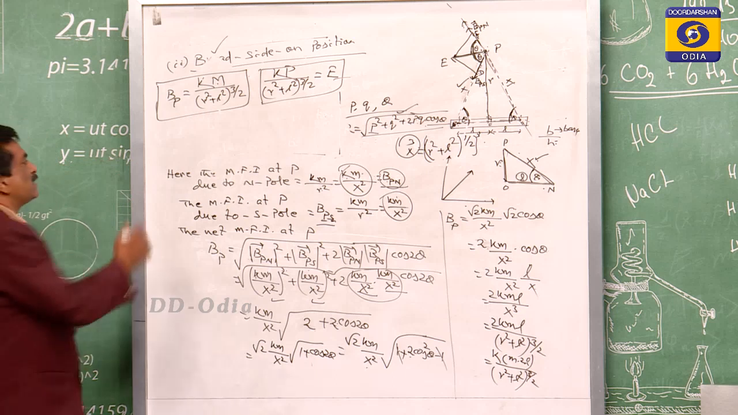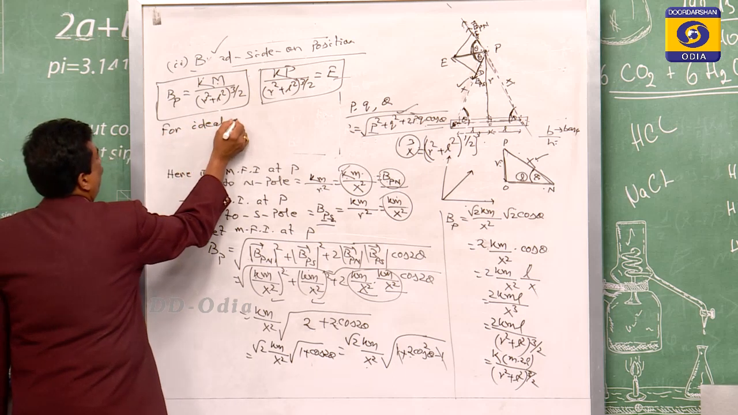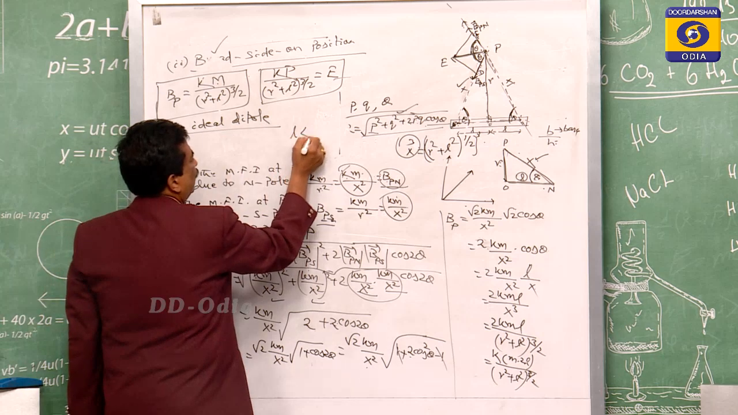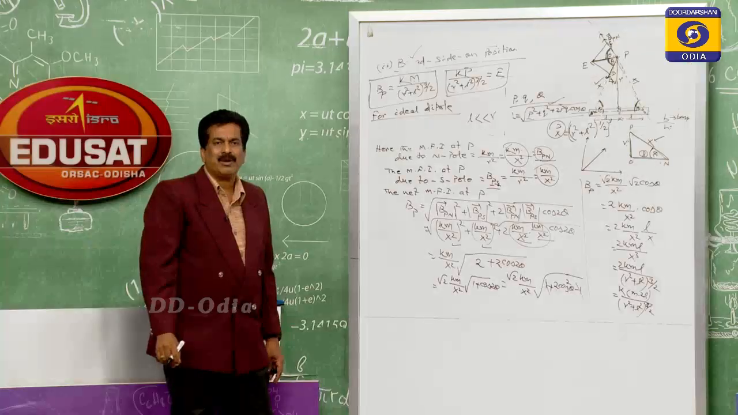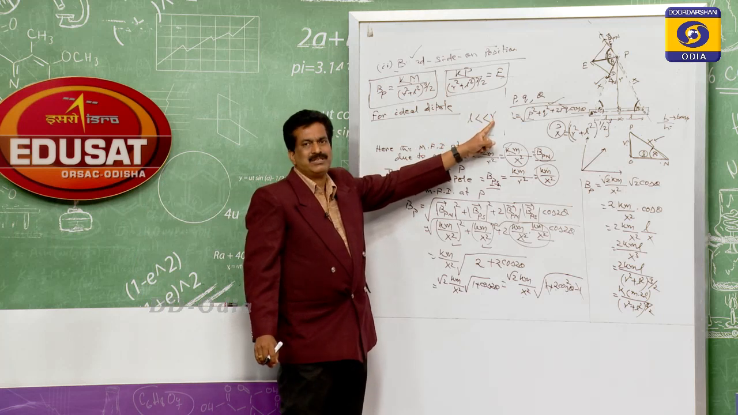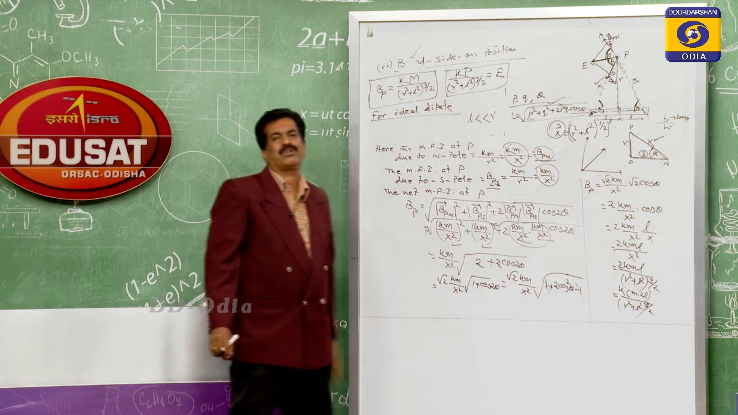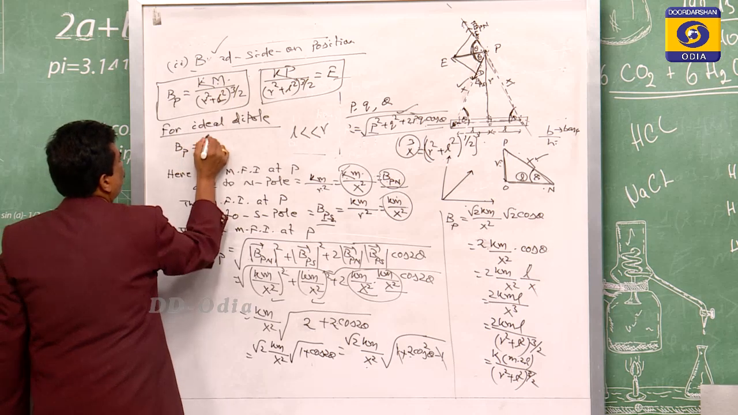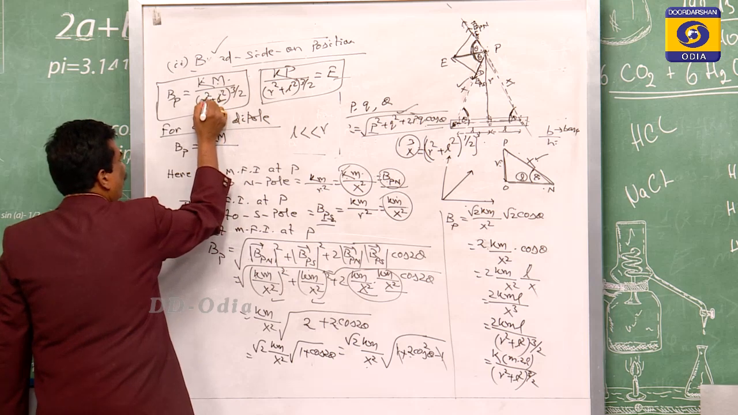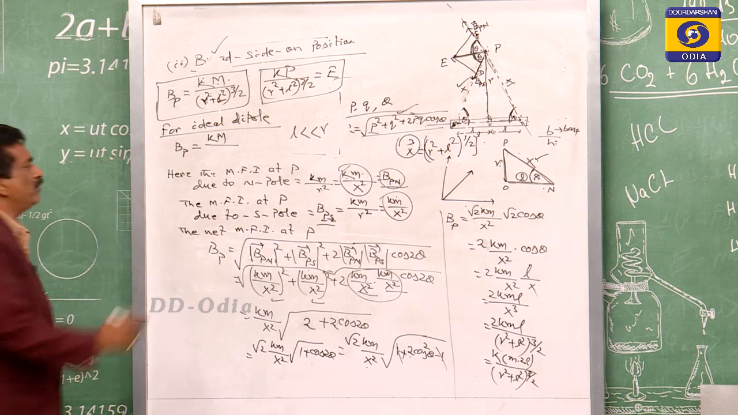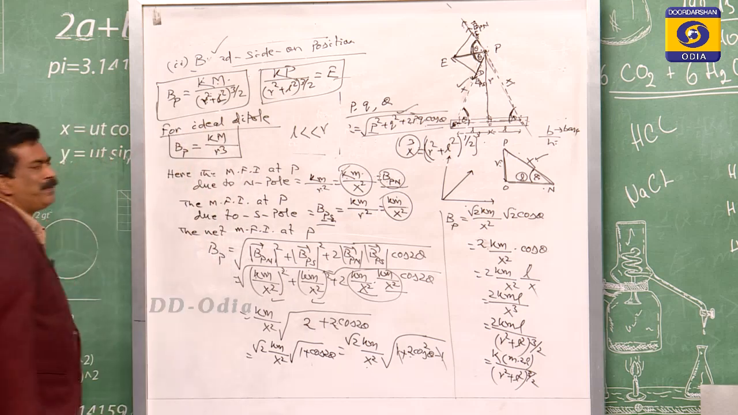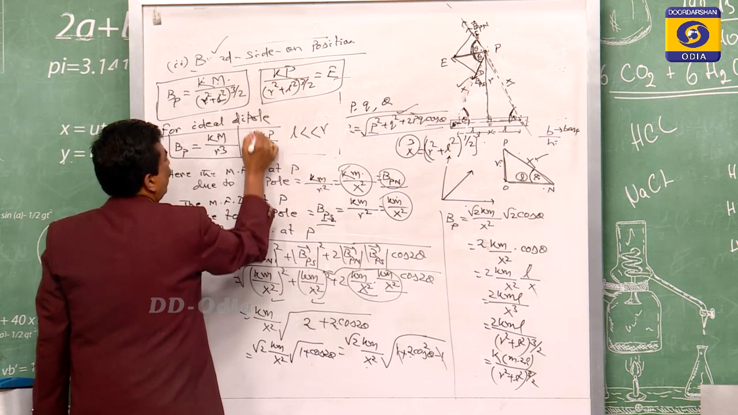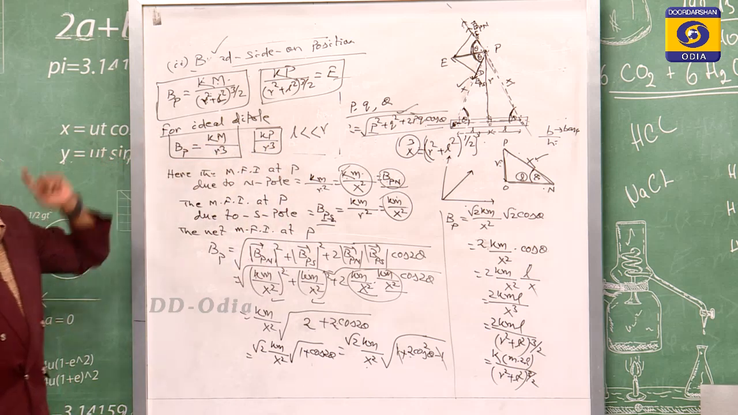If you go for the ideal dipole, for the ideal case, the length between the poles is very negligible in comparison to the distance. The length is L, the distance is R. So L is very negligible compared to R. If L is neglected in comparison to R, then B_P is equal to K M by only R square to the power of 3 by 2 remaining, that is R cube. So B_P will be K M by R cube, and for the electric case, similarly K P by R cube. This is for the electric, and that is for the magnetic one.